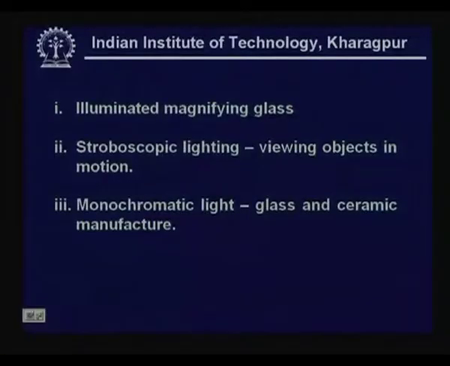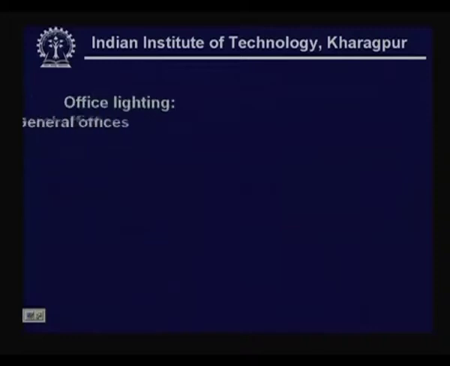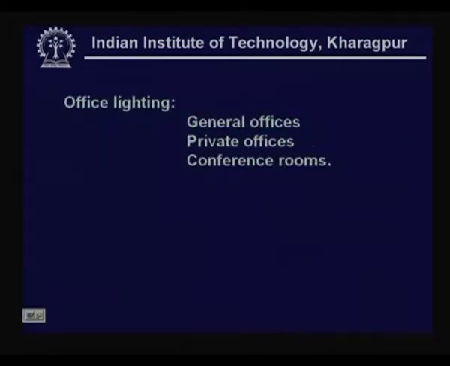In fact, most of us electrical engineering students are aware that when we do experiments in the electrical machines laboratory, trying to study a synchronous machine, we use a stroboscopic lamp to synchronize with the frequency of the system. Glass and ceramic manufacturers do need monochromatic light, and all these are special aids that are employed in addition to general lighting in an industry.